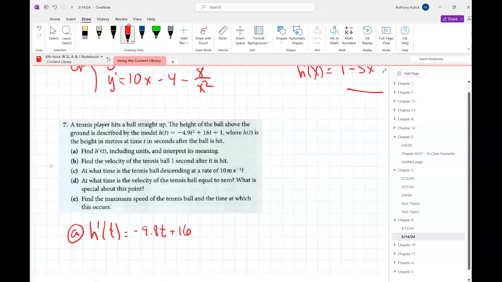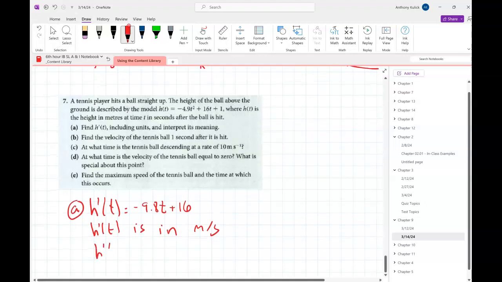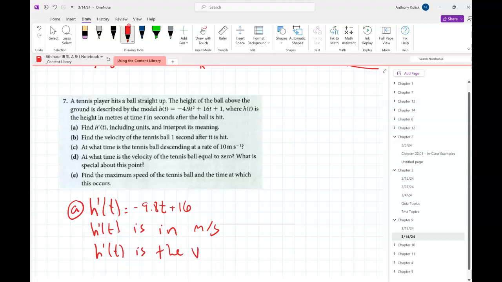That's great. What is the unit going to be on h prime of t? Meters per second. Very good. And what does h prime of t mean in the context of this problem? I would use the word velocity. What's the difference between speed and velocity, folks? Does anybody know? Yeah, velocity has a direction component to it. So negative velocity means it's moving backward. Speed is the same regardless of direction.